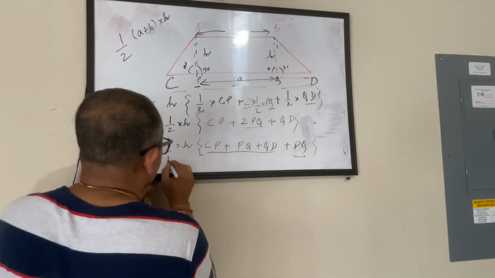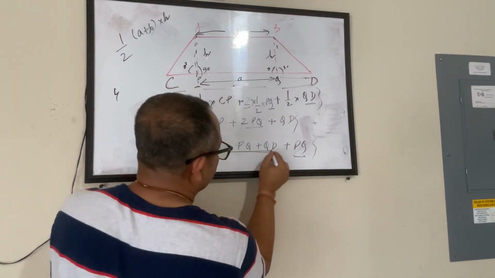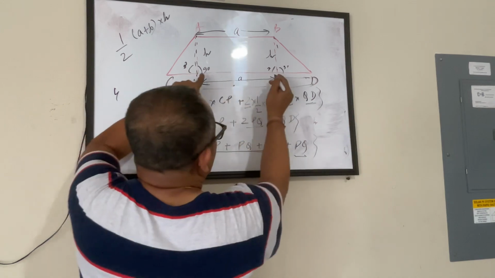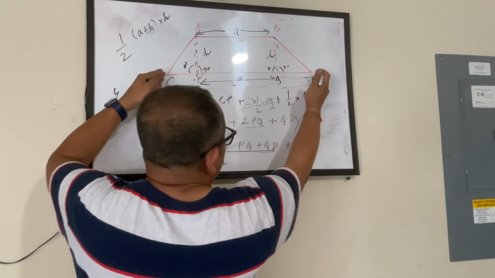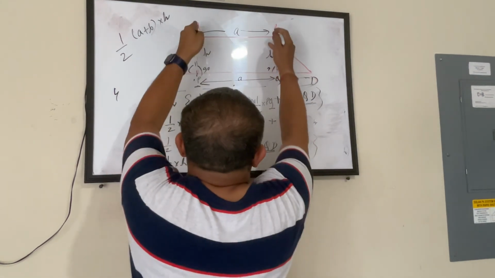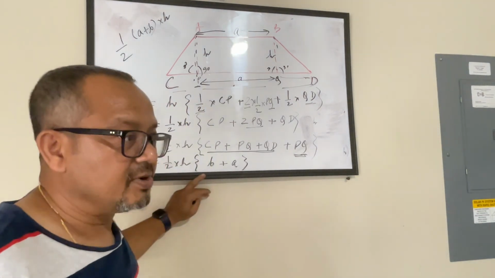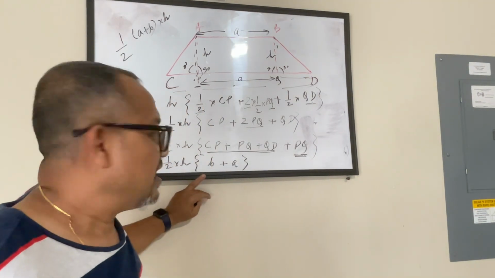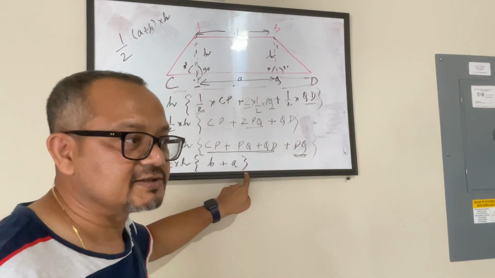So it became half into H multiplied by CP plus PQ plus QD. CP plus PQ plus QD is nothing but my base, that's one of the parallel lines. This PQ is nothing but this line, that is A. What did it become? Half into height into the sum of the two parallel lines.